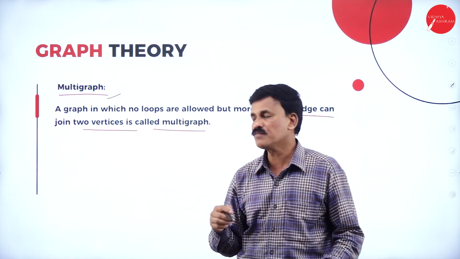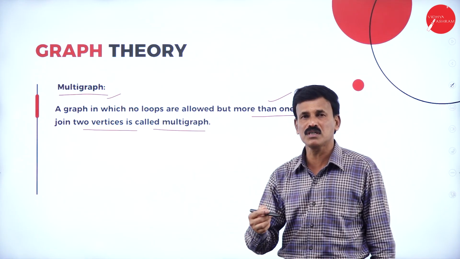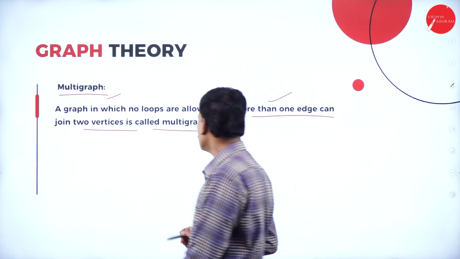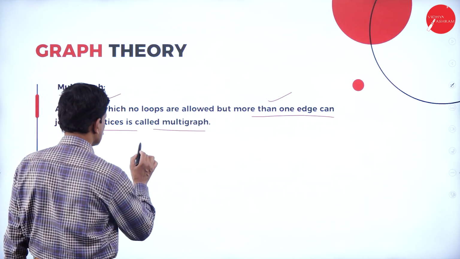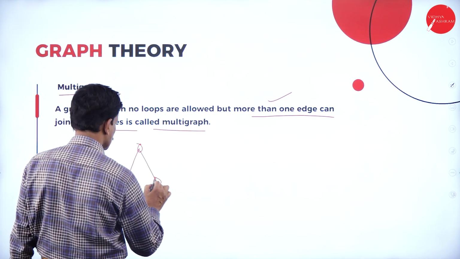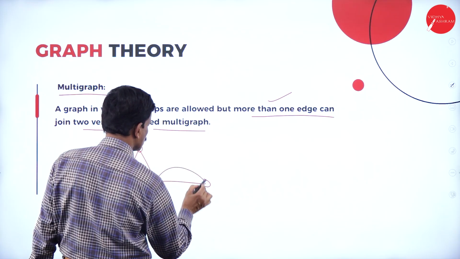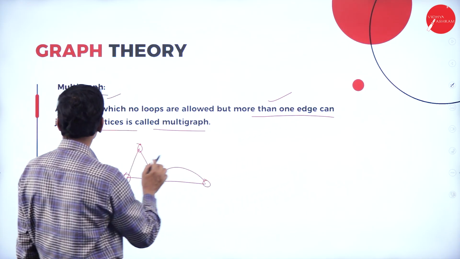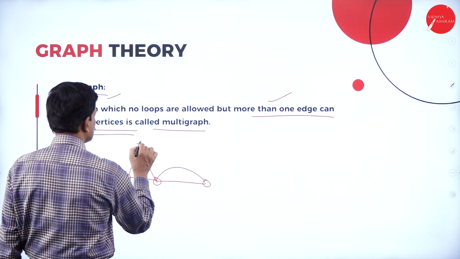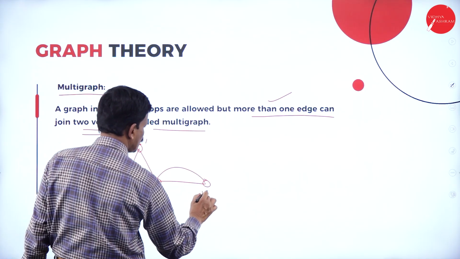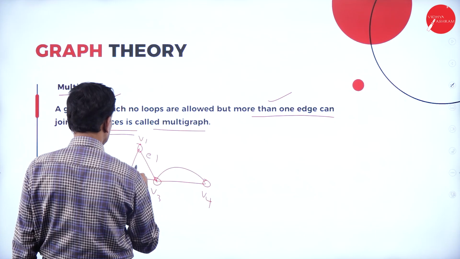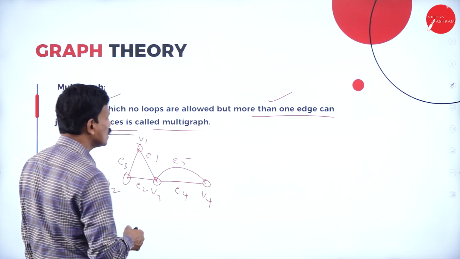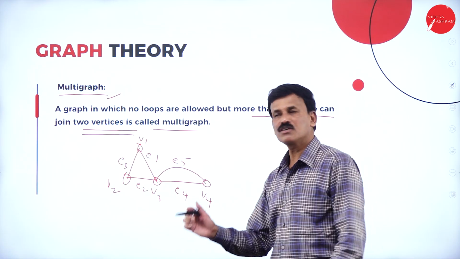Now let us write a small example of a multiple graph. This is an example of a multiple graph: a graph which has no loop but more than one edge can join two vertices. Let us write the vertices V1, V2, V3 and V4. The edges are E1, E2, E3, E4 and E5. This is an example of a multiple graph. Okay. Let us take one more example.